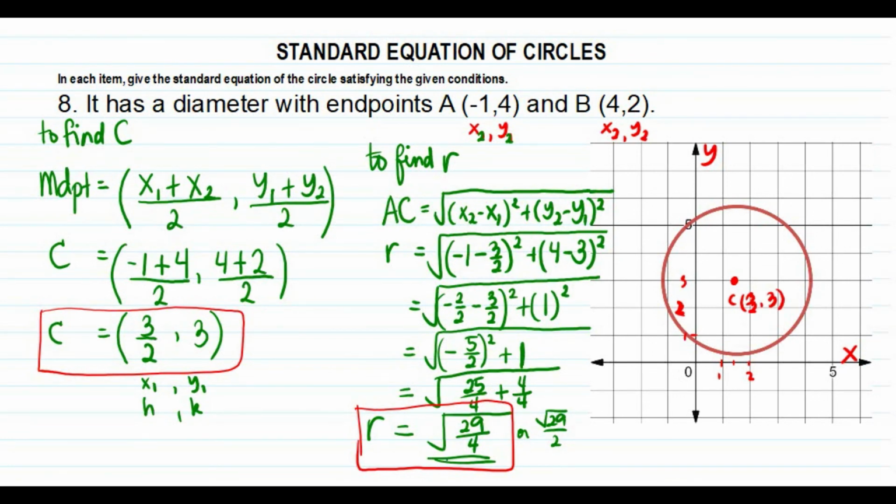Now, ayan na. Kasi yung square root of 29/4 is square root to find the radius. So, gamitan na lang natin ng calculator para ma-solve. Ano? I-divide nyo na lang siya. And then, yan yung magiging radius. And this is the circle with the equation (x minus 3 halves) squared plus (y minus 3) squared equals 29/4.